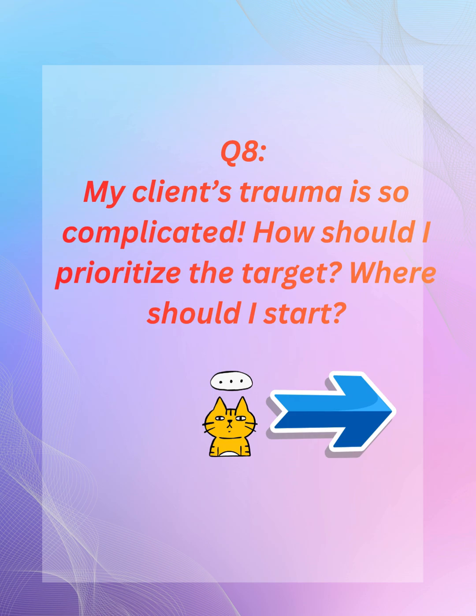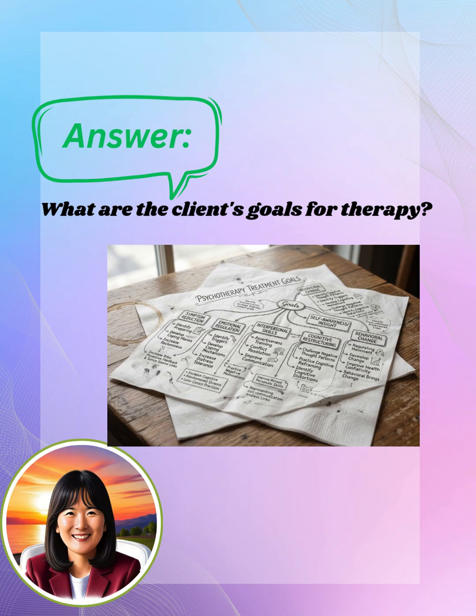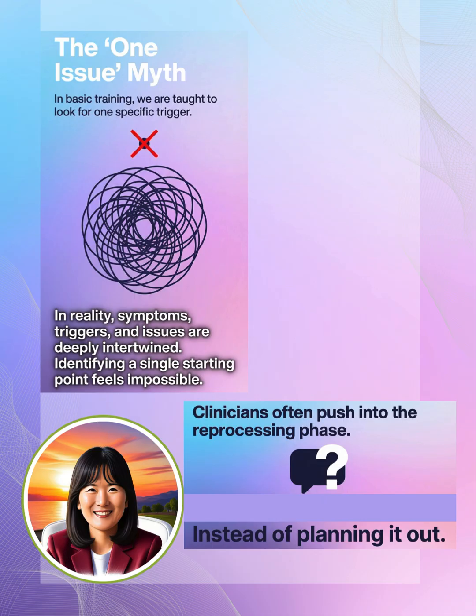This series of short videos are designed for the beginning EMDR learners who start out to incorporate EMDR into their clinical practice. The eighth commonly asked question is that my client's trauma is so complicated. How should I prioritize the target? Where should I even start? The short answer to this question is what are the client's goals for therapy? This answer sounds simple but is very complicated to answer.